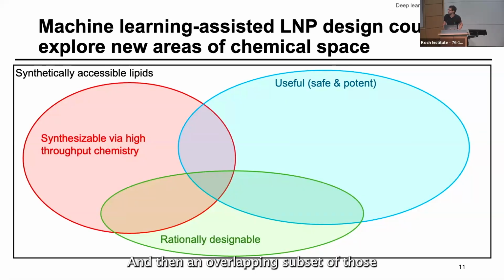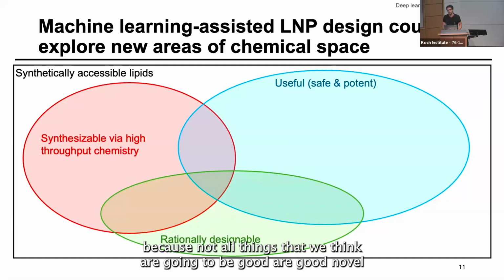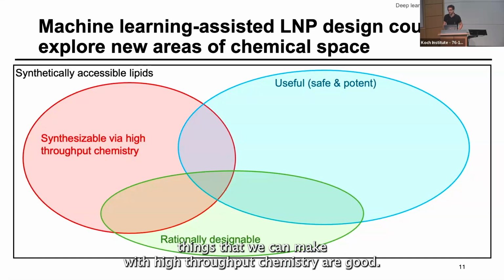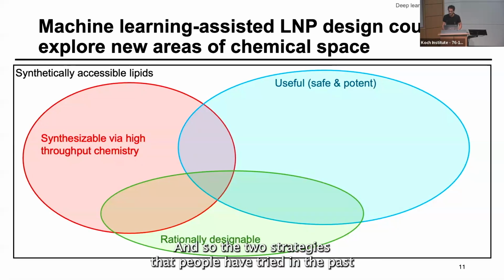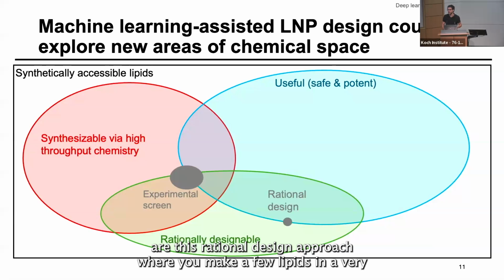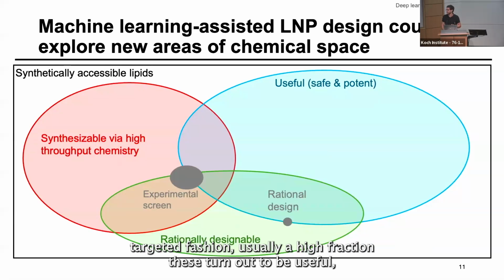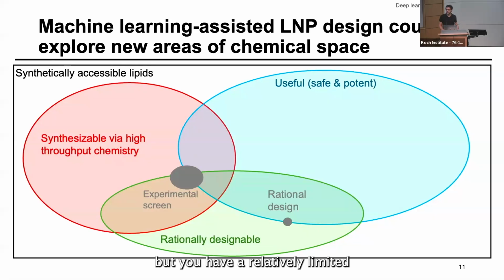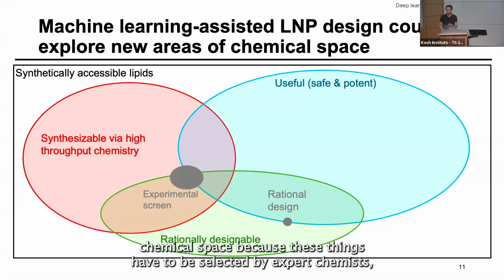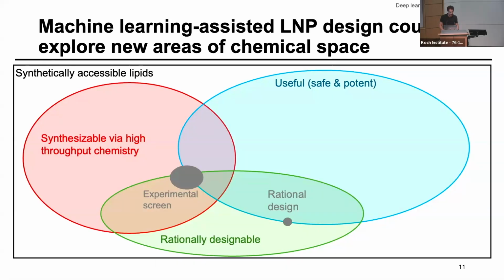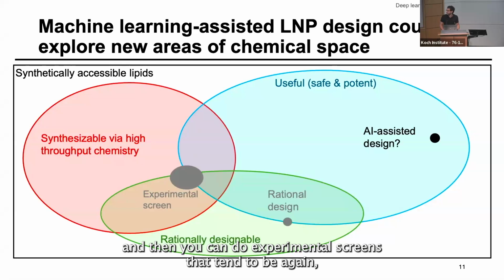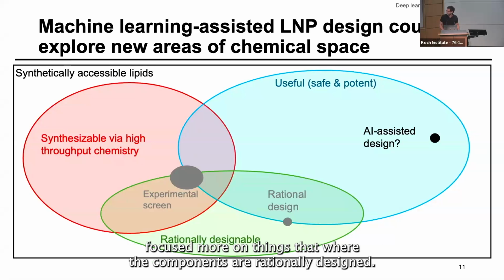And then an overlapping subset of those is going to be the ones that are actually useful, because not all things that we think are going to be good are good. Not all things that we can make with high throughput chemistry are good. And so the two strategies that people have tried in the past are this rational design approach, where you make a few lipids in a very targeted fashion. Usually a high fraction of these turn out to be useful, but you have a relatively limited chemical space because these things have to be selected by expert chemists. And then you can do experimental screens that tend to be, again, focused more on things where the components are rationally designed.